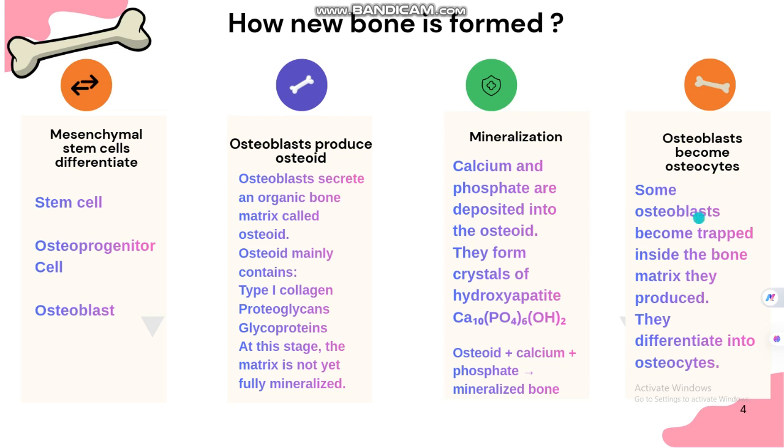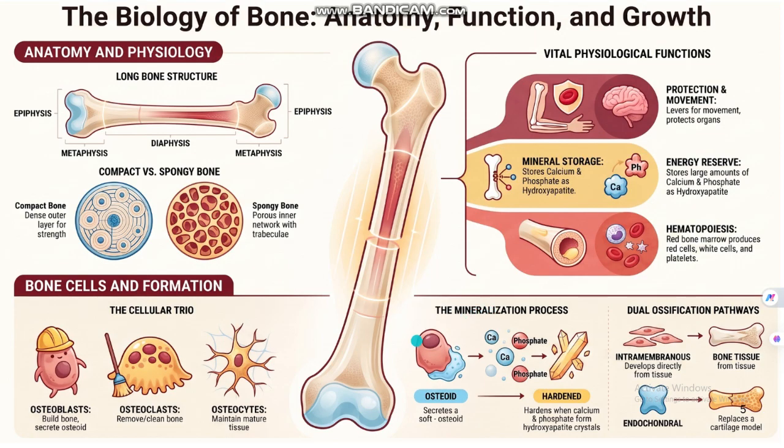The next step is that osteoblasts become osteocytes. Some of the osteoblasts get trapped in the bone matrix and get differentiated into osteocytes. These osteocytes are located in small spaces called lacunae and they communicate through channels called canaliculi. They are responsible for sensing any mechanical stress and also regulating bone remodeling. Here is a small biology, and we'll go into the summarization of everything we have studied.